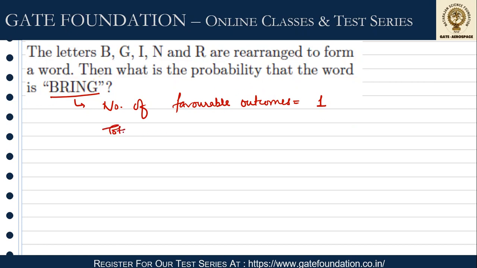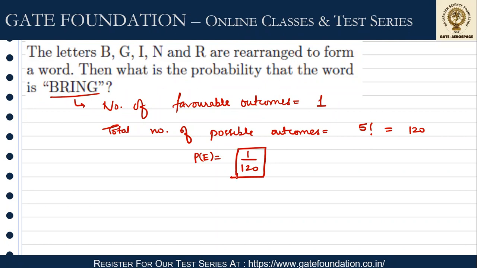लेकिन टोटल नंबर ऑफ पॉसिबल आउटकम्स, number of possible outcomes, this will become 5 factorial. क्योंकि हमारे पास 5 अल्फाबेट है तो पांचों को अरेंज करने के 5 फैक्टोरियल तरीके हो जाएंगे, यानी कि 120 हो जाएगा. सो प्रोबेबिलिटी आपकी सिंपली आ जाएगी 1 by 120. So these are some of the questions that we are supposed to discuss from probability.